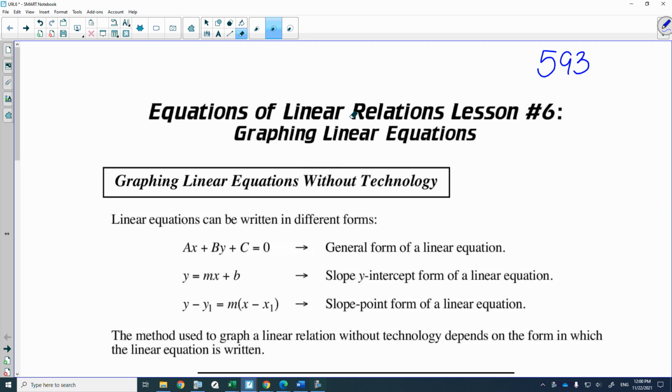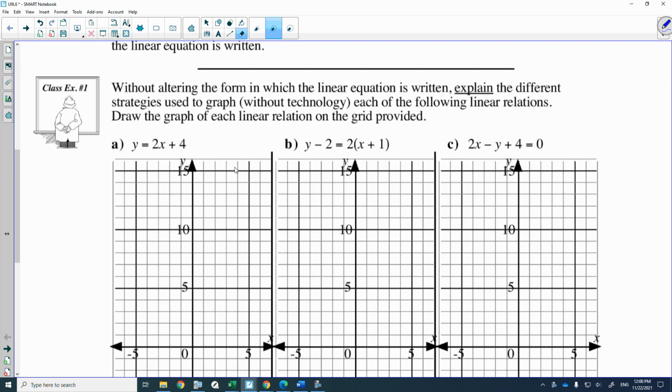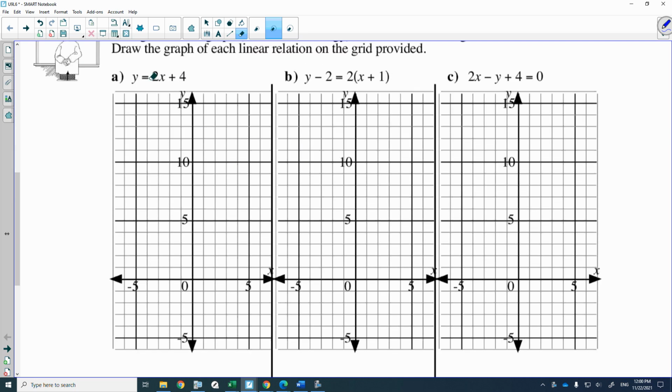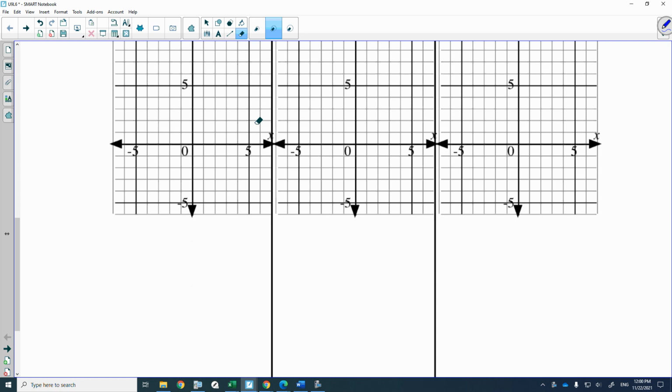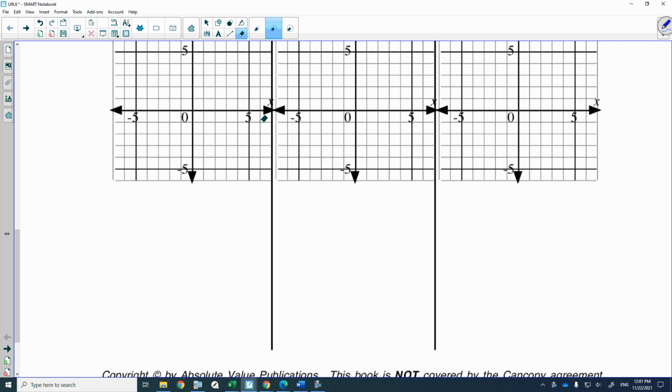Okay, so we'll be working through lesson 6 on page 593. What I want you to do is look at this first equation here. Y is equal to 2x plus 4. So let's write that down here. So y is equal to 2x plus 4.